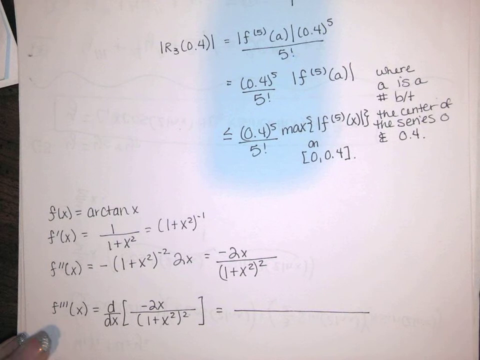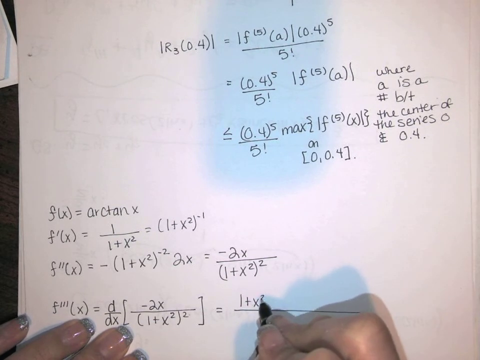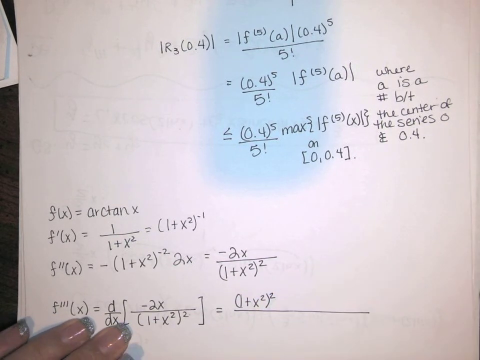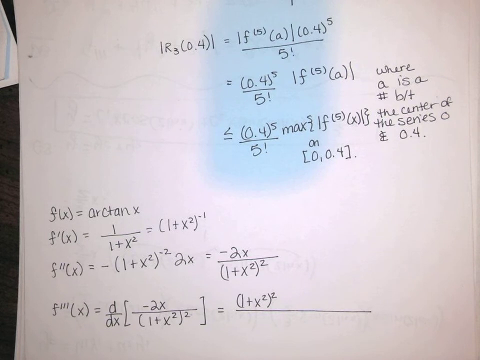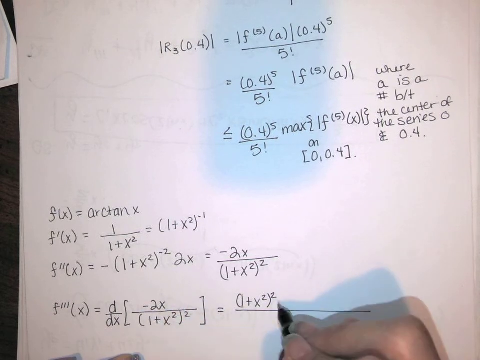So we'll go back to Calc 1. The derivative of one function divided by another function is the bottom function. Remember that low d high minus high d low over low low mnemonic? That's exactly what we're using here. So I have the bottom function times the derivative of the top function. That's low d high. The derivative of the top function is negative 2.